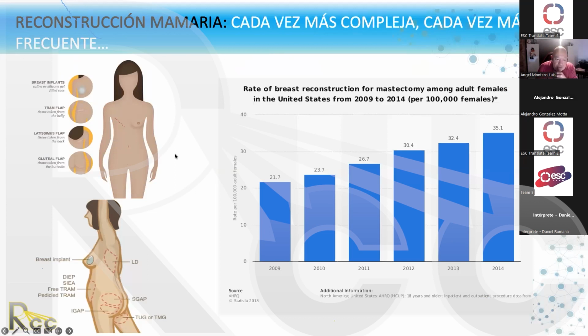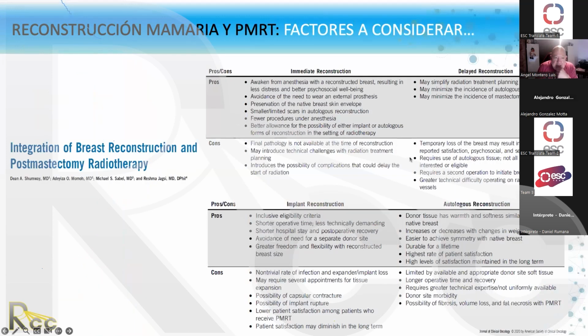So reconstructions are more complex. The tissues vary more. Before, it was just placing a prosthesis. Now they're considering grafts from other parts of the woman's body, so many more things. And there's greater demand, and the number of patients requesting reconstruction after mastectomy has grown in a constant and significant manner during the last couple of years.